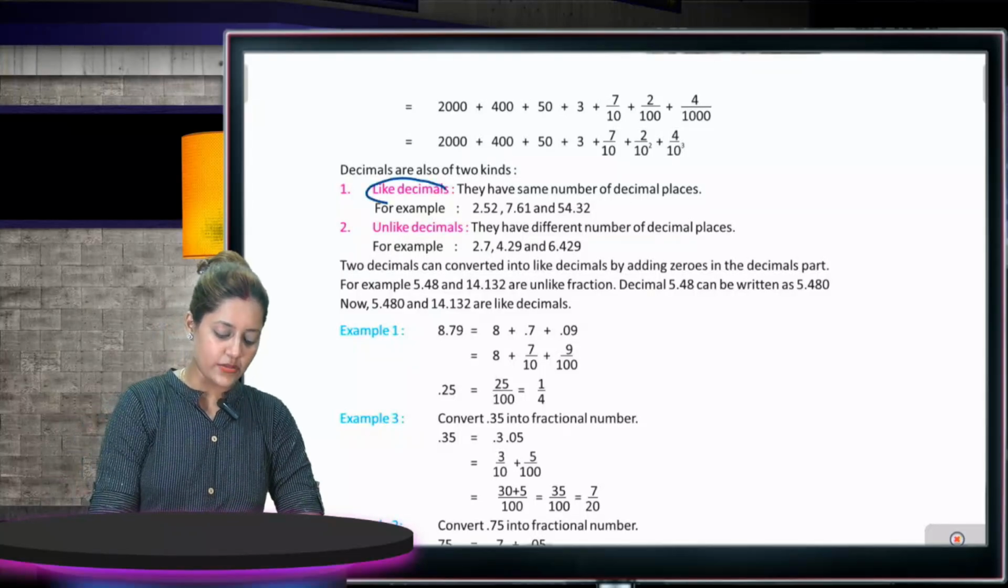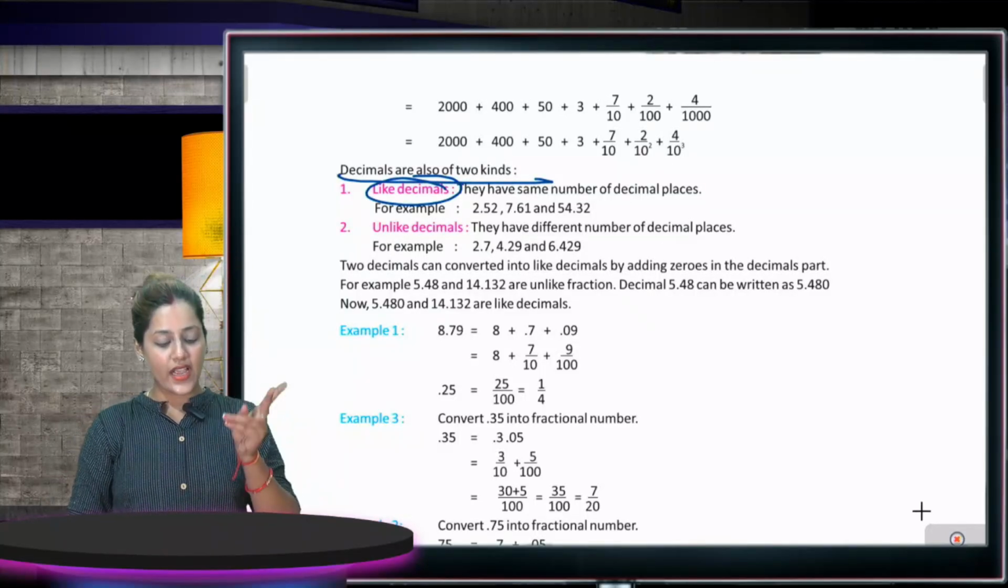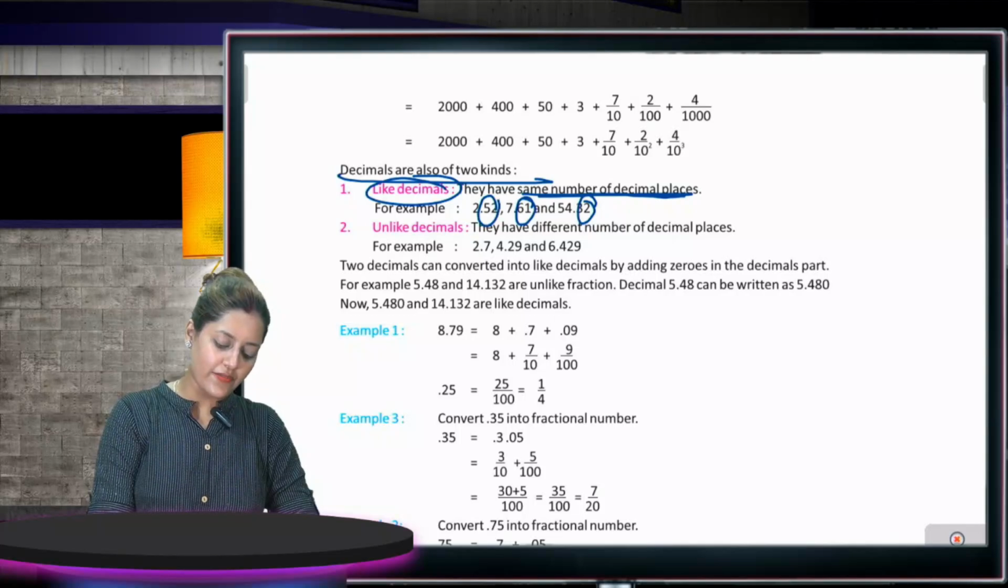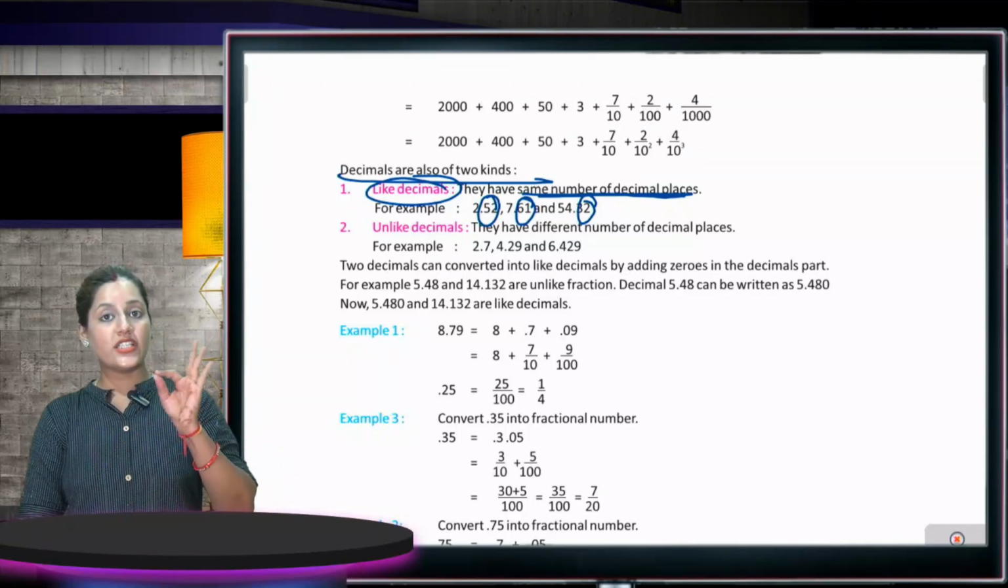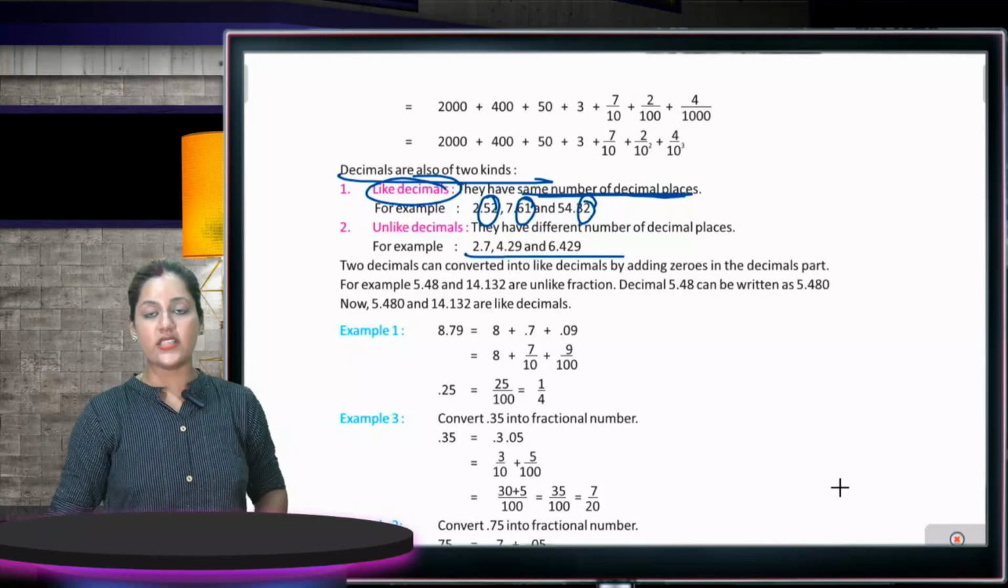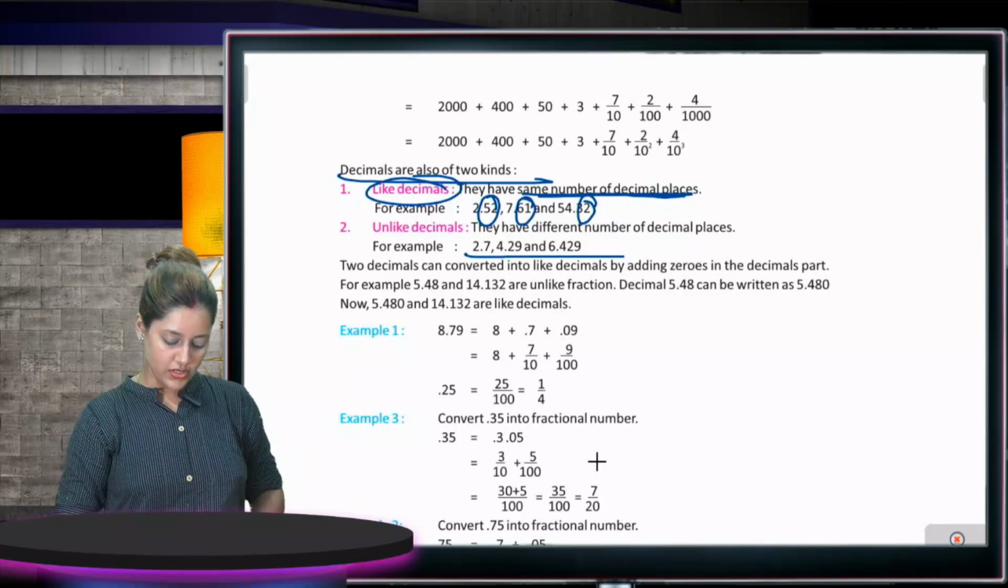Next is your like decimals. Decimals are of two kinds, like and unlike. Like decimals are those which have the same number of decimal places, like 3.26 and 1.52, which means the decimal part is equal in all the numbers. In unlike decimals, the decimal part is different in all the numbers.